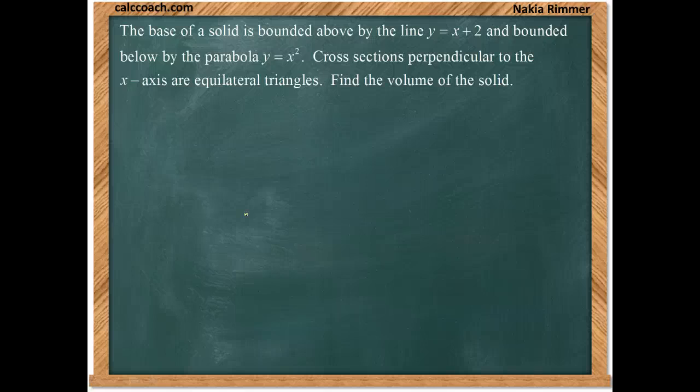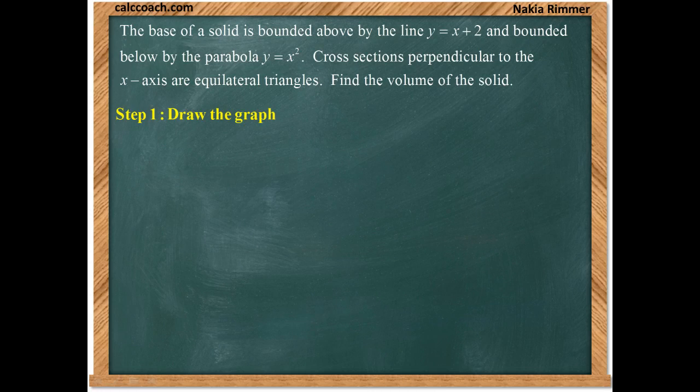The base of a solid is bounded above by the line y equals x plus 2 and bounded below by the parabola y equals x squared. Cross sections perpendicular to the x-axis are equilateral triangles. Find the volume of the solid.